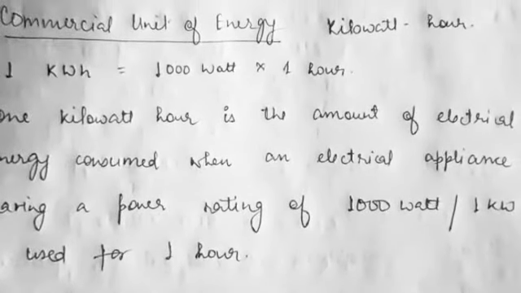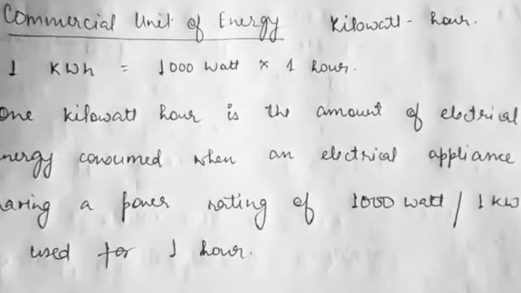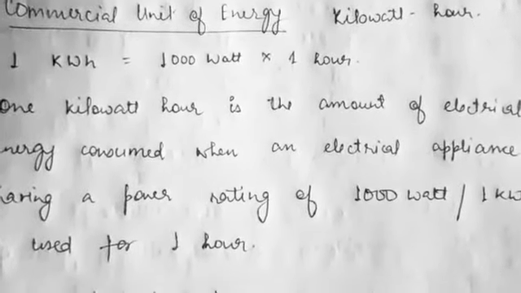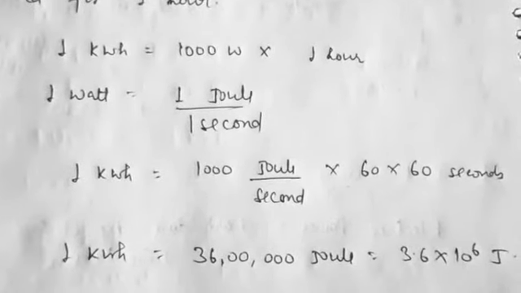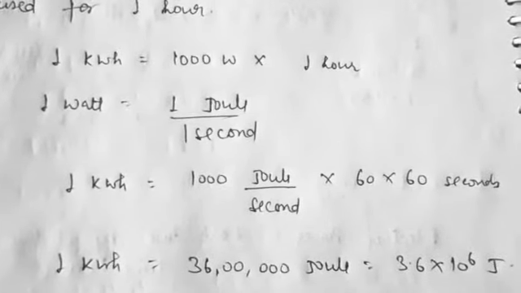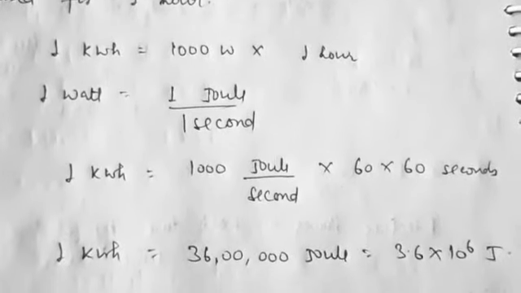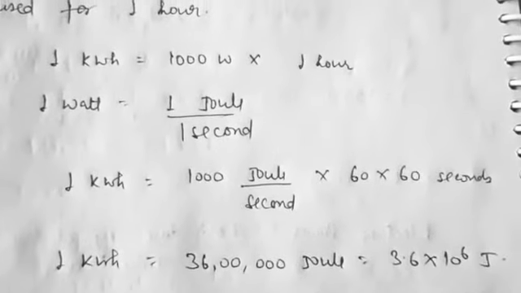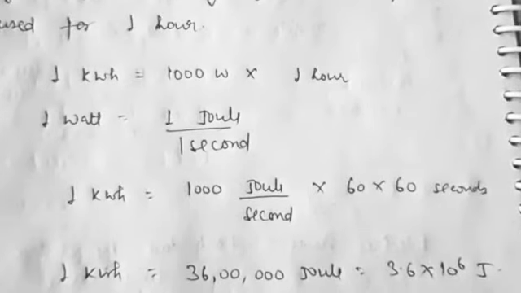So simply you can multiply watt into hour and change into kilowatt hour by dividing by 1000, or you can change the watt into kilowatt by dividing by 1000 and then multiply by hour. You can see here 1 watt is 1 joule per second, and 1 kilowatt is 1000 joule per second, and if we change hour into seconds, that is 60 into 60. So 1 kilowatt hour becomes 36 lakh joule, or 3.6 into 10 to the power 6 joule. You would have already learned this conversion in class 9 as well.